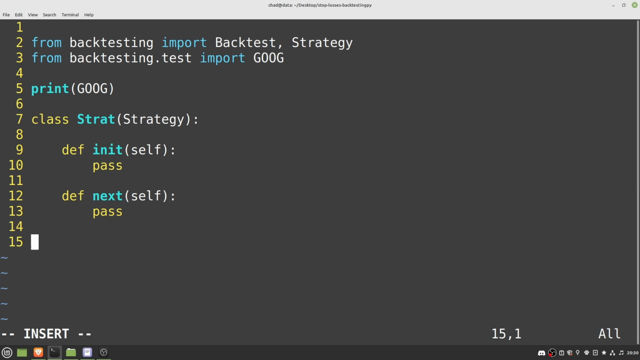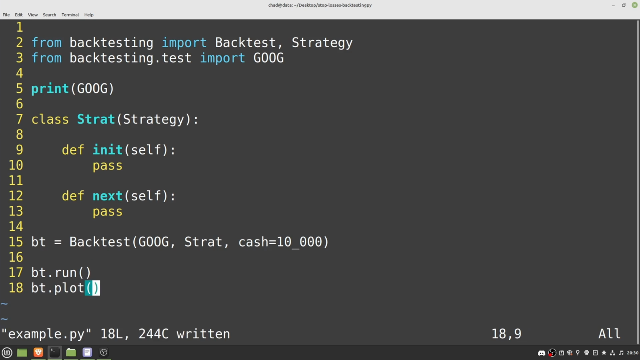And then down here, we'll run our backtest. So bt is equal to Backtest. We want to use our Google data, our strategy class that we've just defined here. And then we'll set cash equal to 10,000. And then do bt.run and bt.plot. And that'll get us going here, basically. So this strategy will not do anything at all. Unsurprisingly, it's not going to take any trades. It's literally empty. So let's add some very simple buying and selling logic in here, just to show how a very simple stop loss example might work.